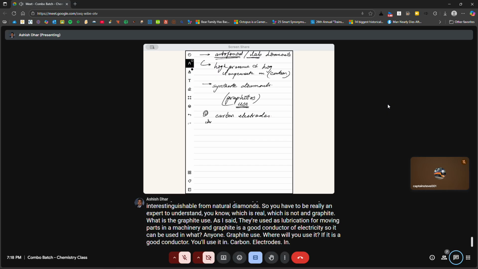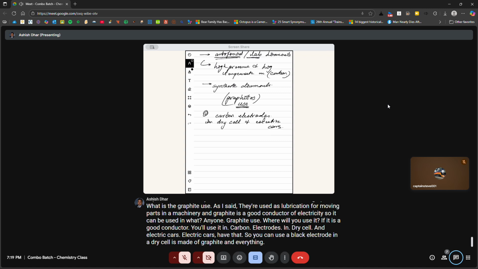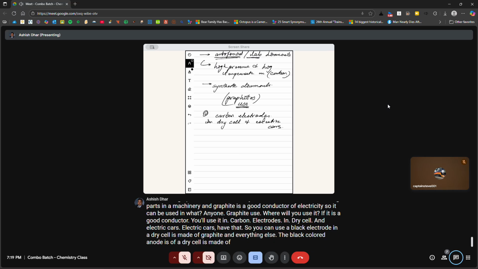in dry cells, and electric cars. Electric cars have that. So the black electrode in a dry cell is made of graphite. The black colored anode of a dry cell is made of graphite. Okay, so that's how you use it.